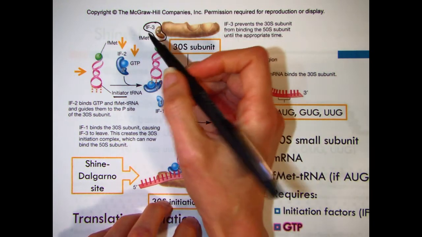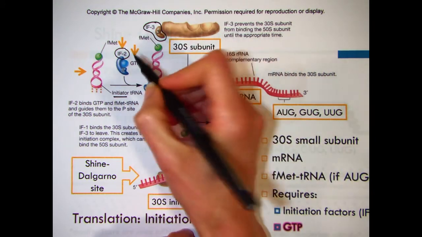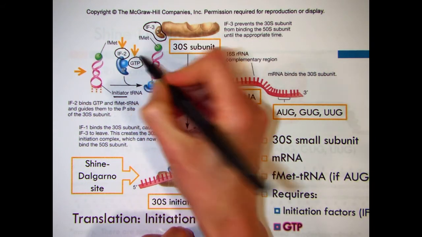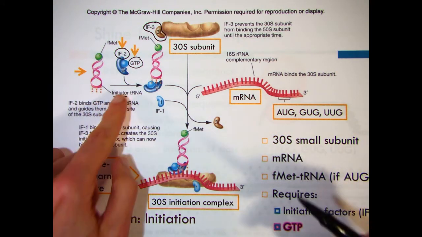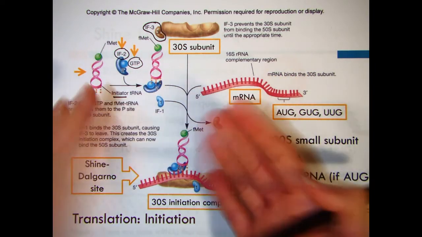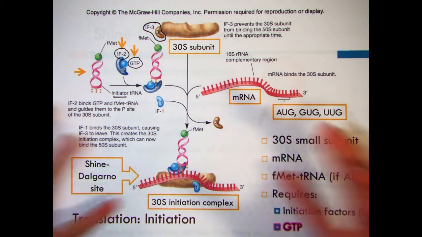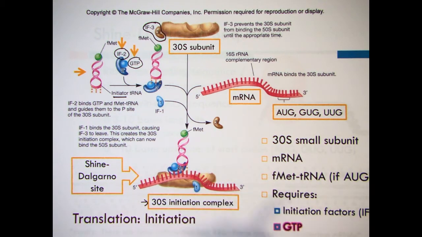This is helped into place by yet another initiation factor, IF2, and the ribonucleotide energy source, GTP. And so this initiator tRNA will come, the messenger RNA will come, the small subunit of the ribosome will come, and all of this together is called the 30S initiation complex.